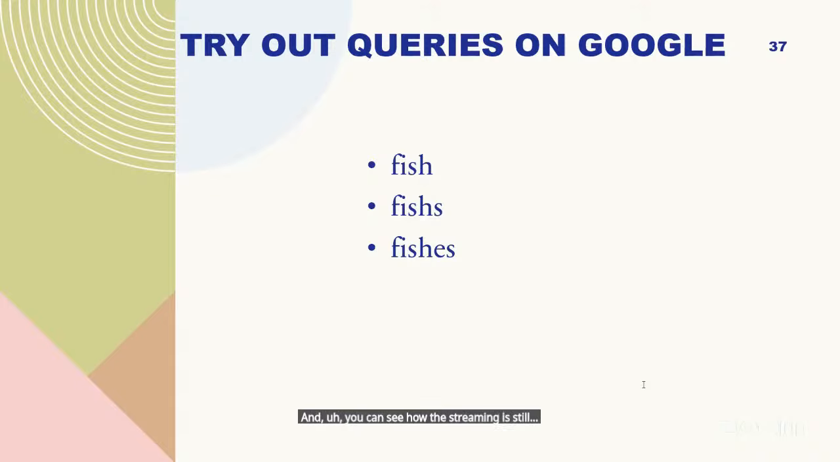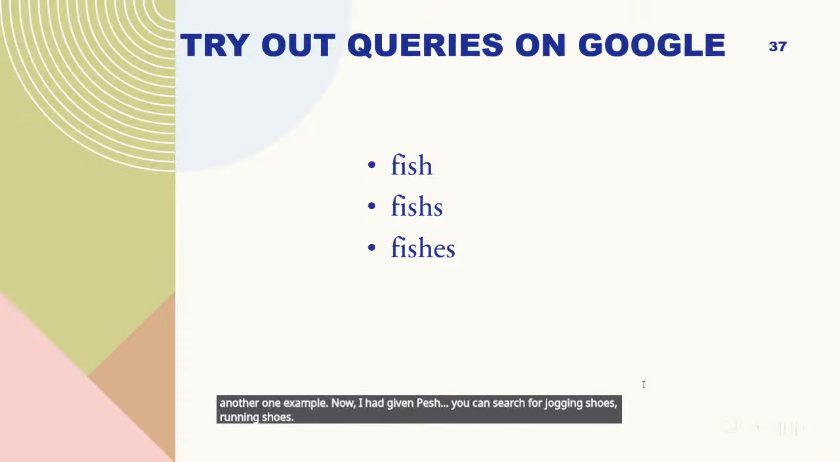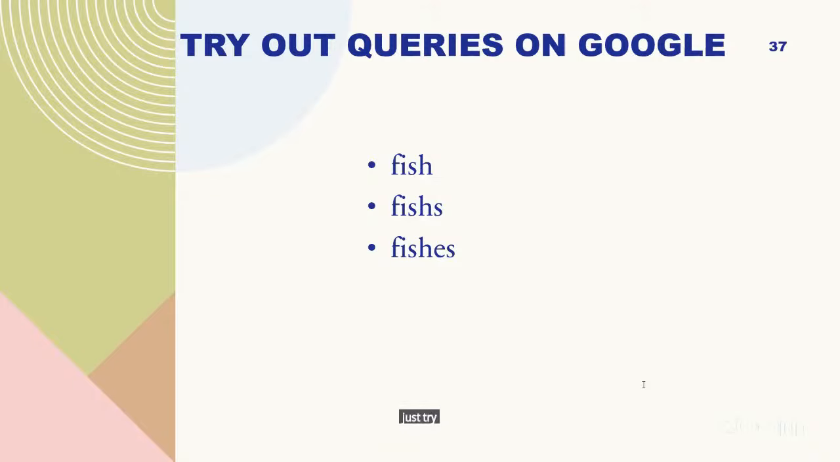For example, I'll give another example. Now I had given fish. You can search for jogging shoes, running shoes. Just try, find out what it is listing. It is a small task. Task for stemming and tokens. You can find out a few words which are going to give you the same response, and you can post them in the chat.